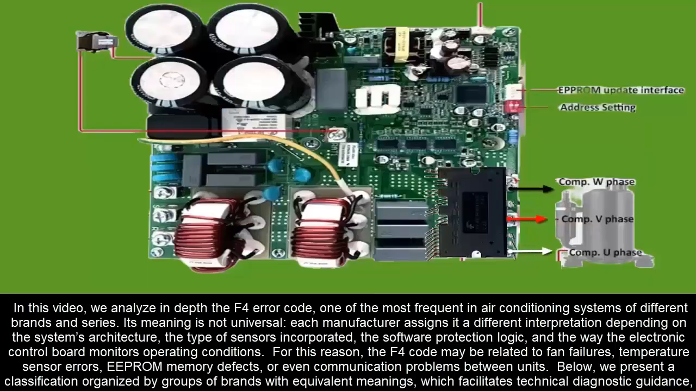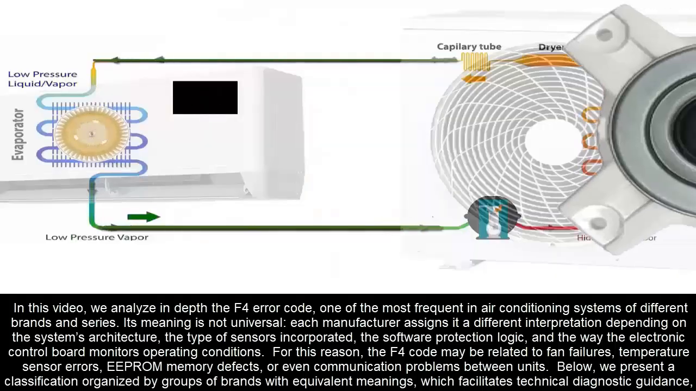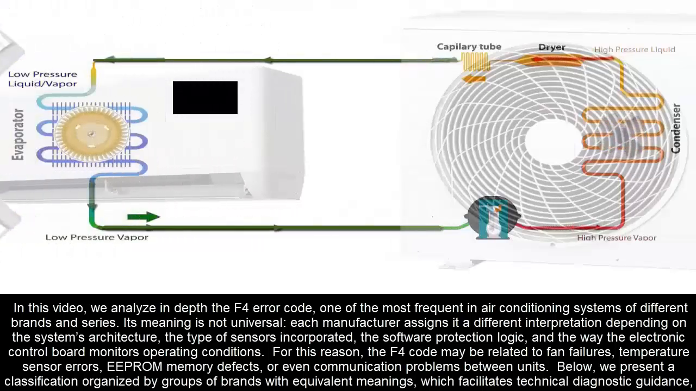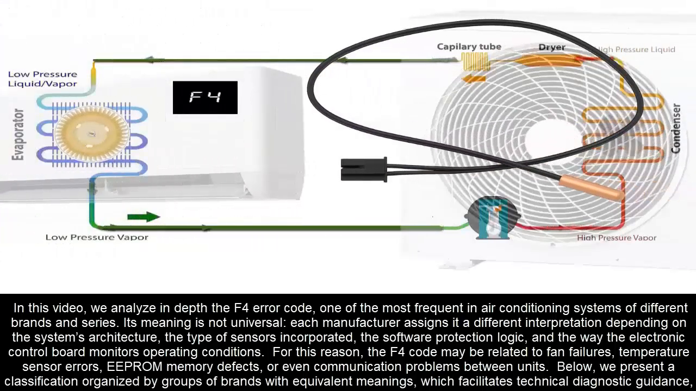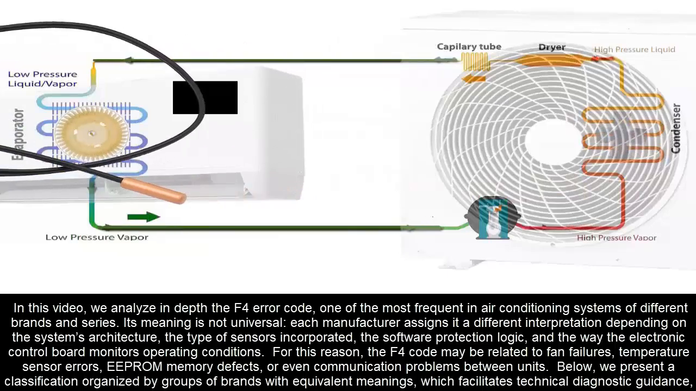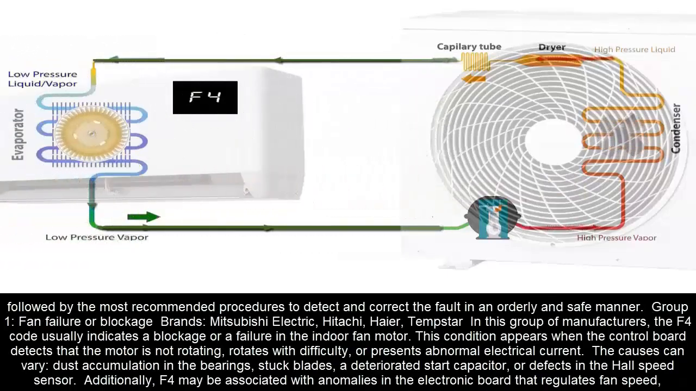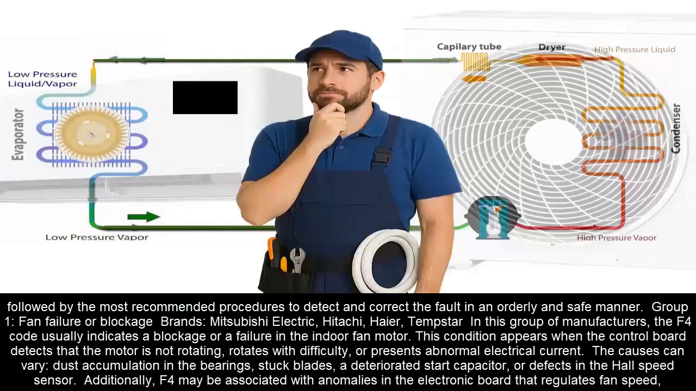For this reason, the F4 code may be related to fan failures, temperature sensor errors, EEPROM memory defects, or even communication problems between units. Below, we present a classification organized by groups of brands with equivalent meanings, which facilitates technical diagnostic guidance, followed by the most recommended procedures to detect and correct the fault in an orderly and safe manner.